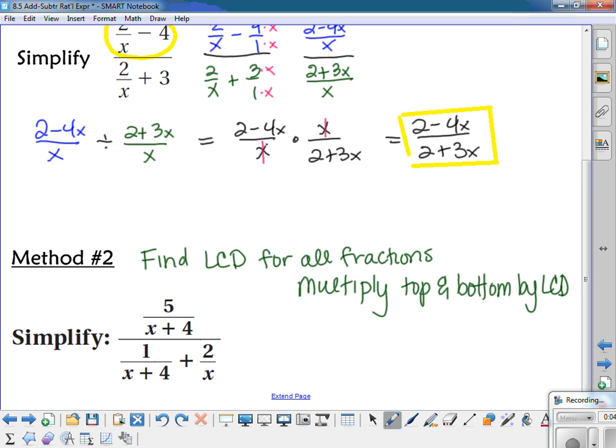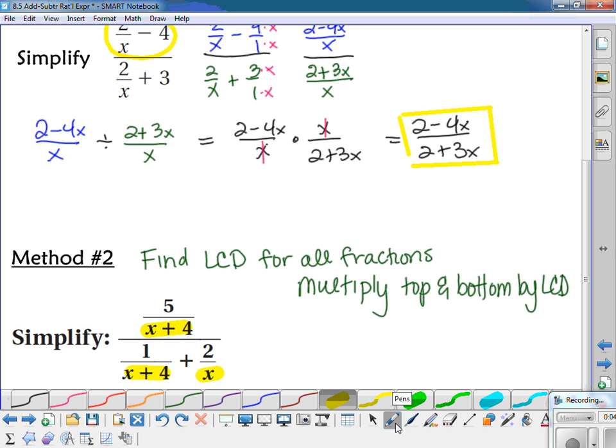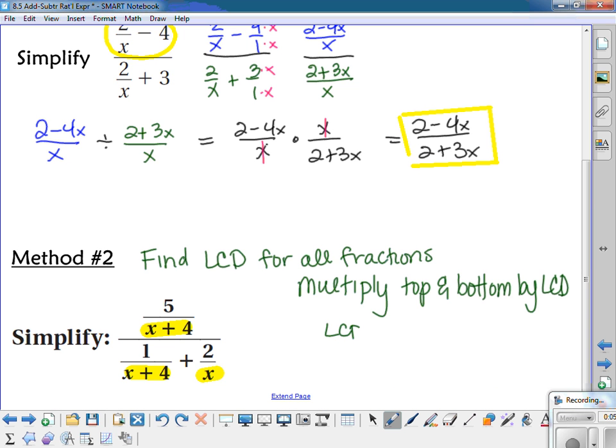So when I say the LCD for all the fractions, I'm talking about all the denominators that are present in the individual parts. So I've got x plus 4 and I have x, so what's my LCD going to be? x times x plus 4. So I'm going to multiply this top times x plus 4, and I'm going to multiply the bottom times x plus 4. So I'm not changing the value of it. I'm multiplying the top and the bottom by the same thing.